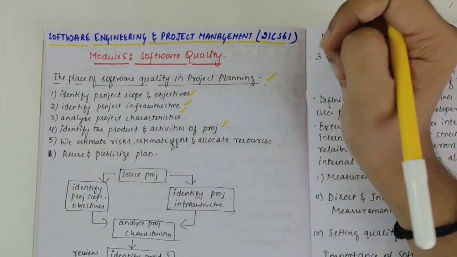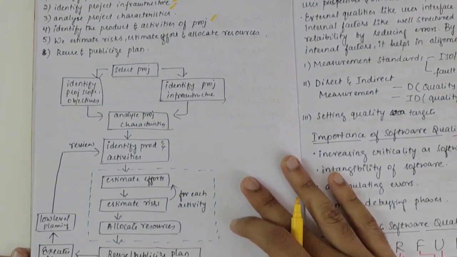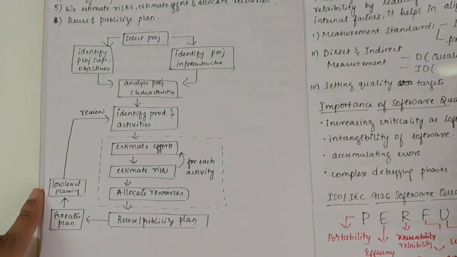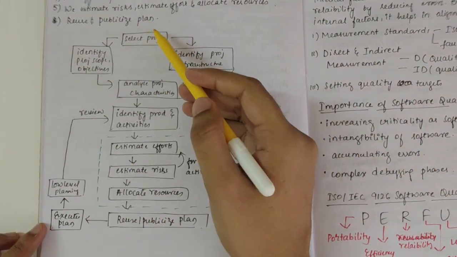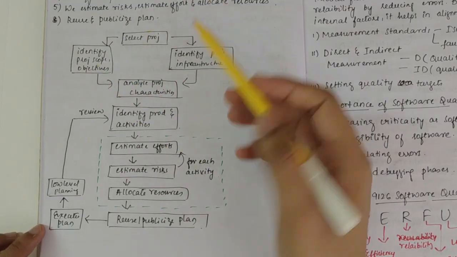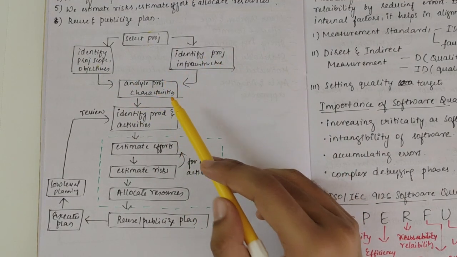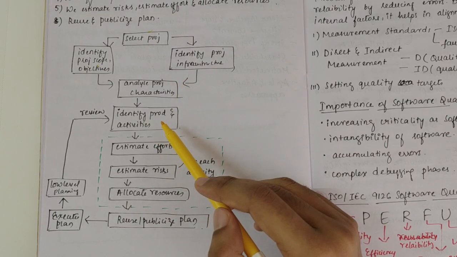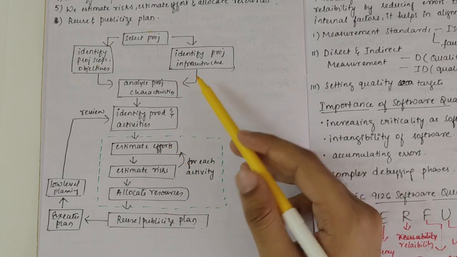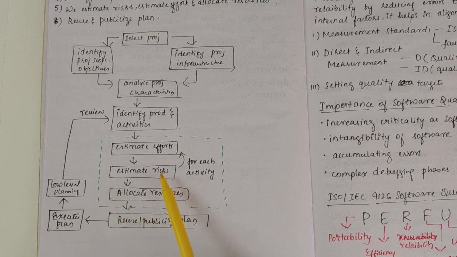Review and publicize the plan is the stage where the overall aspects of the quality of our project are reviewed and considered. Looking at the diagram here, firstly we have to select the project. This was the first step. Then we identify the project scope, objectives, and the project infrastructure, and then we come to the project characteristics. From characteristics we identify the products and activities related to the product. Then we estimate the efforts, estimate the risk, and allocate the resources. After that we review or publicize the plan.